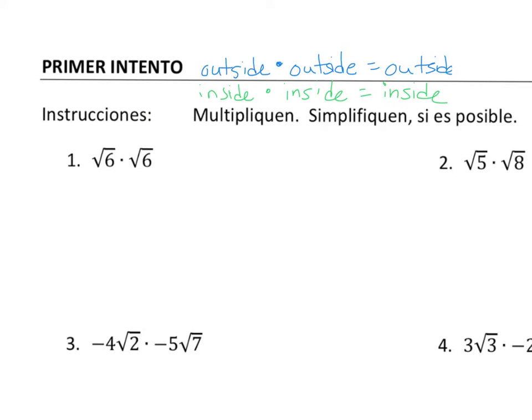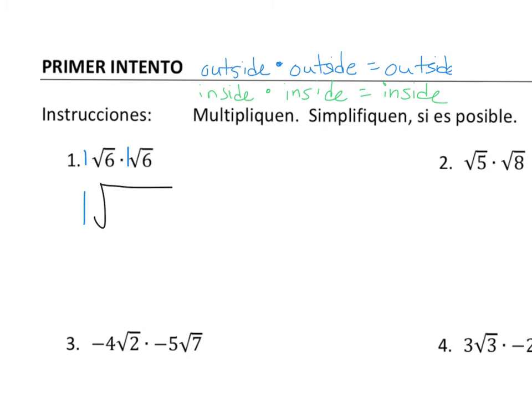Okay, now we are going to do some examples in English. I wrote the equation outside times outside equals outside. So what numbers are outside? Well, there is no number, so we're just going to put 1, because there is an invisible 1. 1 times 1 is 1.